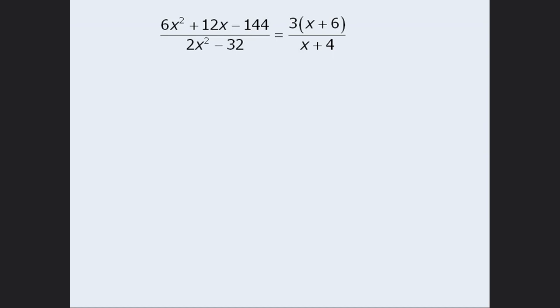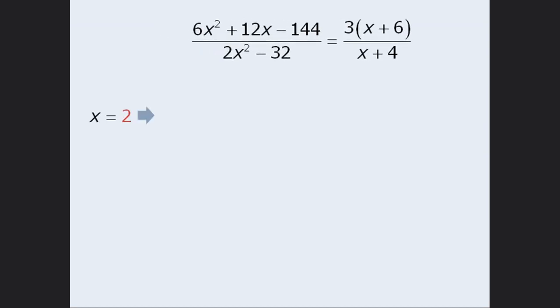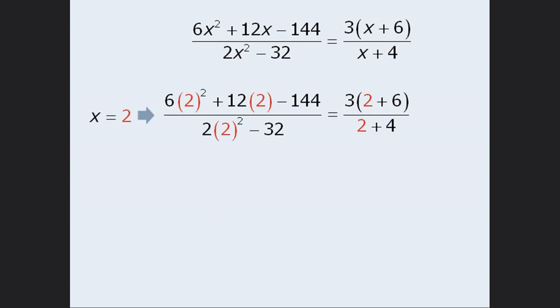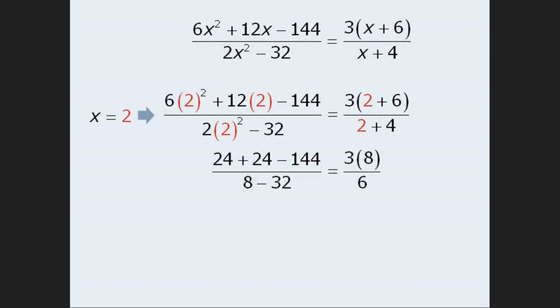Well, this means that these 2 expressions will have the same evaluation for any value of x. So, for example, if we let x equal 2, we can evaluate both expressions by plugging 2 into both sides. When we evaluate each expression for x equals 2, each side evaluates to be 4. So, when x equals 2, both expressions have the same value.